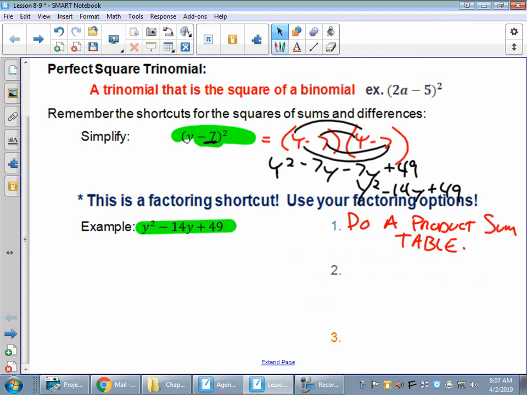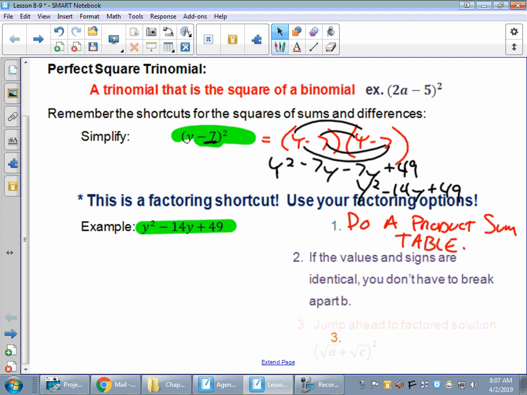So after you do your product sum table, if you look and see that the values and signs are identical, then you don't have to break apart b. Remember when we factored, we had to break apart b into two different terms? Here, you don't have to do that if the values and signs are identical. Then we can jump right ahead to a factored solution, the square root of a plus or minus the square root of c, squared. Okay? So let's take a look at doing this.